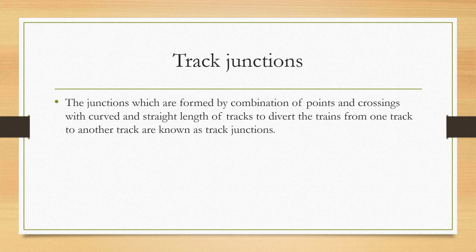Track junctions. The junctions which are formed by a combination of points and crossings with curved and straight lengths of tracks to divert the trains from one track to another track are known as track junctions. Types of track junctions.